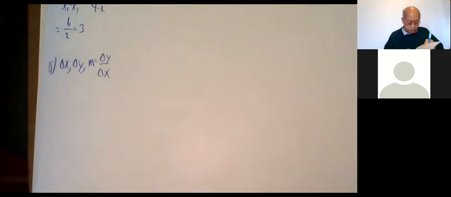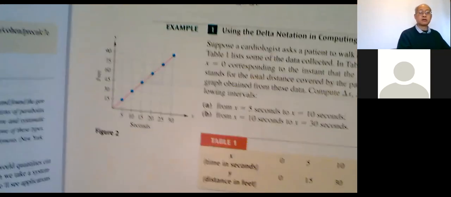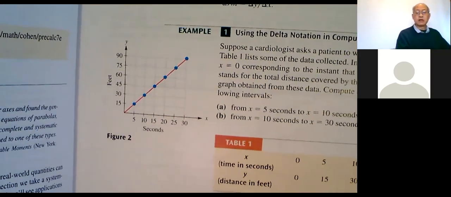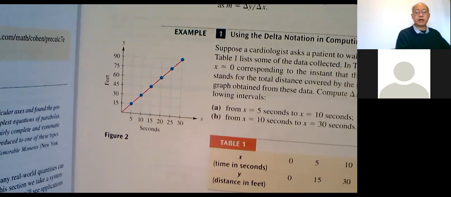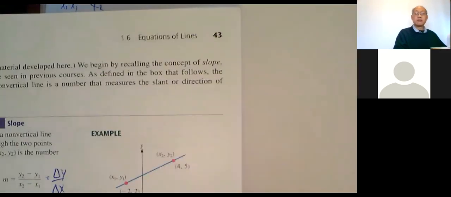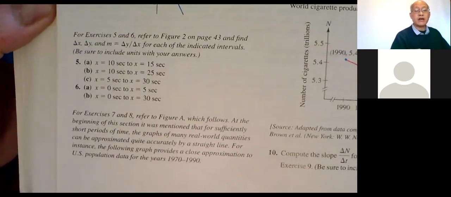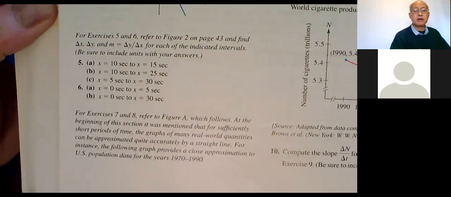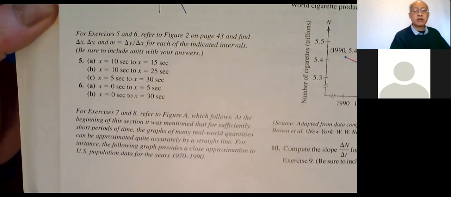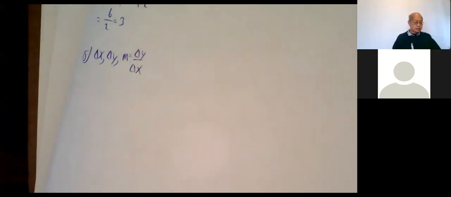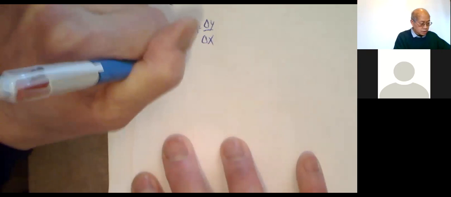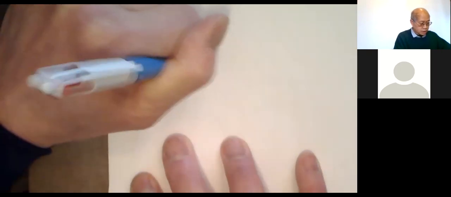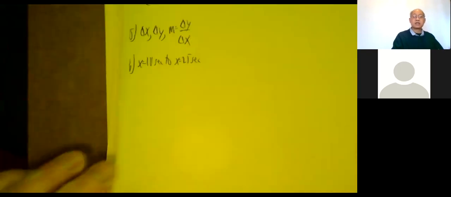So what do they want? Figure 2 on page 43. Okay, so there we are. So it goes 5, 10, 15, 20, 25, 30, and upward goes 15, 30, 45, 60, and so on. Okay, so this is the figure that we want, page 43. Okay, so they're all pretty similar, I guess. So 5A, B, and C. How about I'll do B, and that'll show you how to do A and C. So from x equals 10 seconds to x equals 25 seconds.